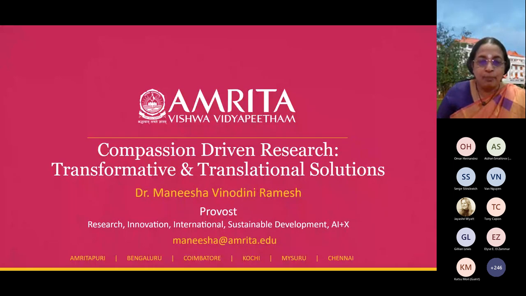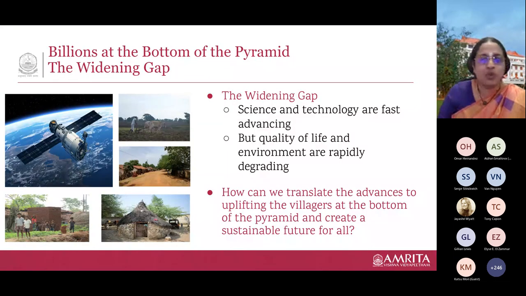Today, let me talk about the compassion-driven research, which is transformative and translational solutions, produced at Amrita University. What made us work on this is the knowledge and understanding of billions of individuals at the bottom of the pyramid. However, there is a widening gap: science and technology are fast advancing, but the quality of life and environment are rapidly degrading. So how can we translate the advances to uplift the villagers at the bottom of the pyramid and create a sustainable future at all?